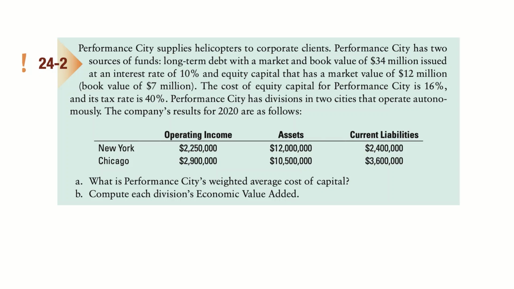Performance City has divisions in two cities that operate autonomously. The company's results for 2020 are as follows. When we look at the table, we see that we have operating income, assets, and current liabilities data for New York and Chicago. Part A of the question asks us for Performance City's weighted average cost of capital. In part B, we are asked to compute the economic value added for each division.